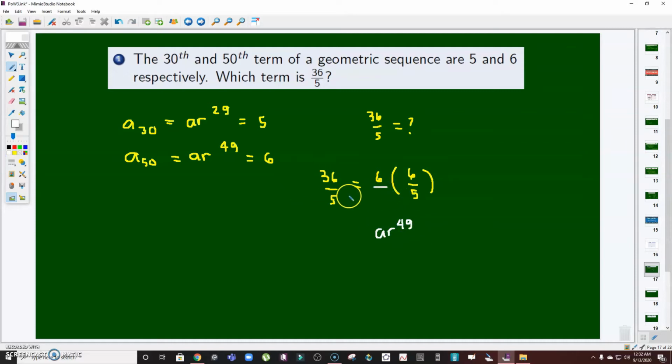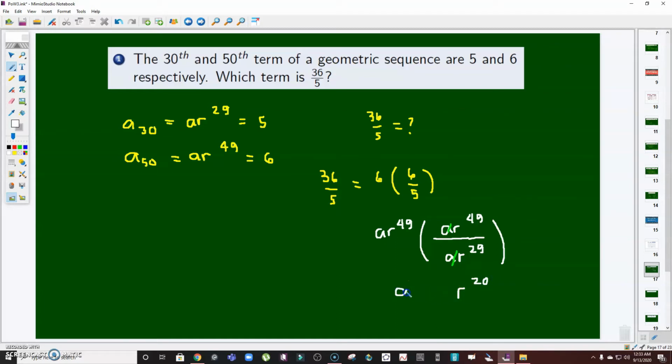See that? Okay, next. How about 6 over 5? So, doing the same, my 6 here is a r raised to 49, while my 5 here is a r raised to 29. See that? So, from there, clearly, the a cancels. Same base, so we subtract the exponents. So what we're going to have here is r raised to 20. 49 minus 29 is r raised to 20.